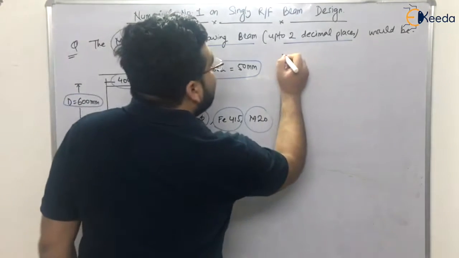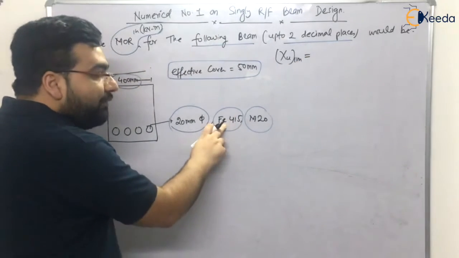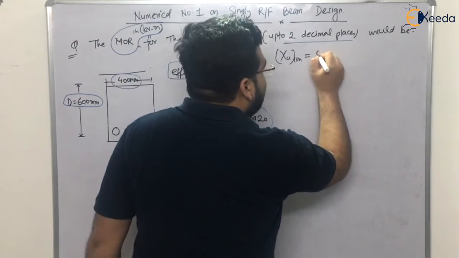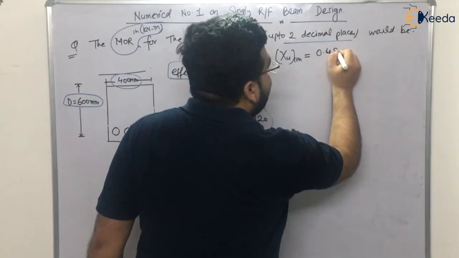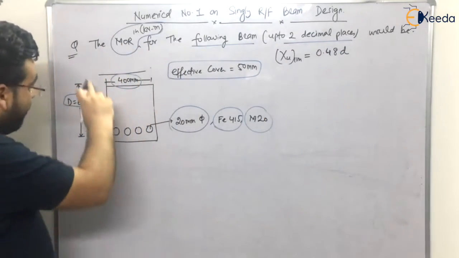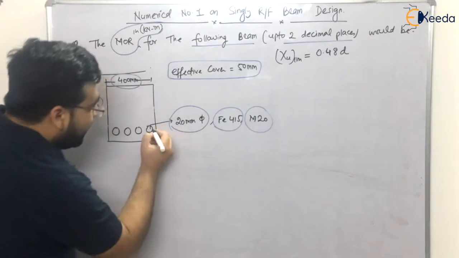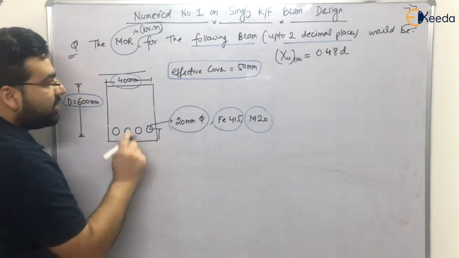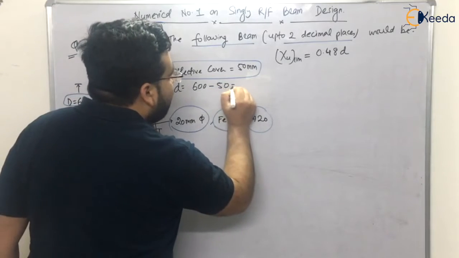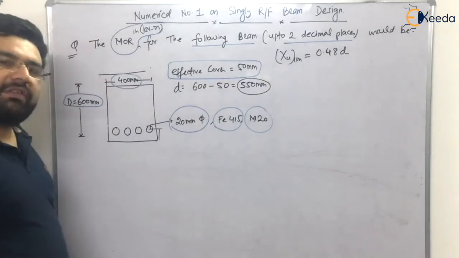We know that XU limiting or XU max, for Fe415, is equal to 0.48 D. How much is D? D is the effective depth, not the overall depth. If overall depth is 600 and effective cover is 50, then the effective depth is equal to total depth minus effective cover, which is 550 mm. So this was important: 550 mm, right?